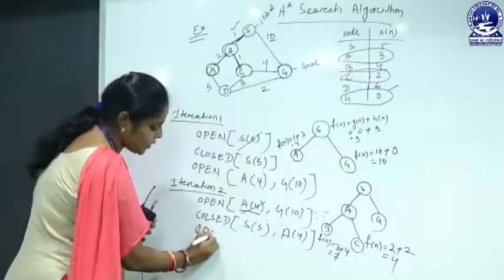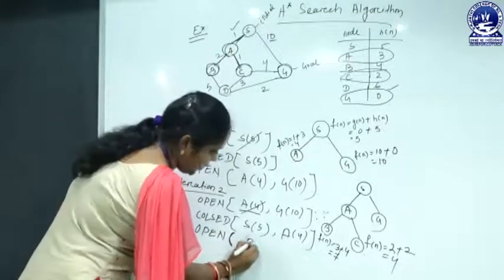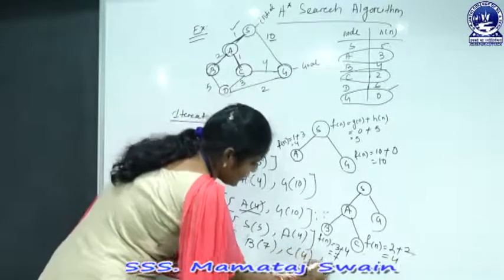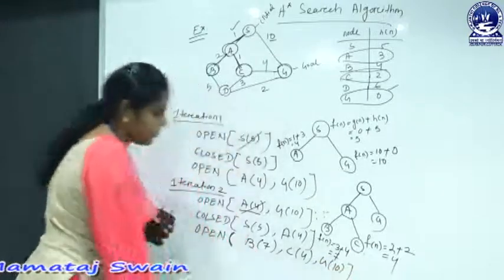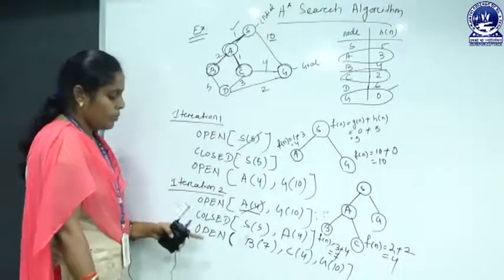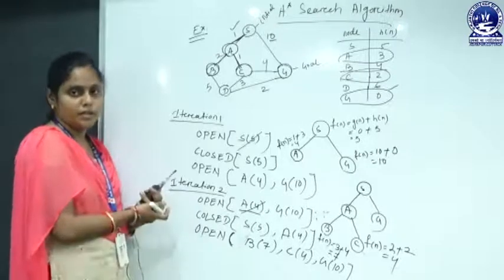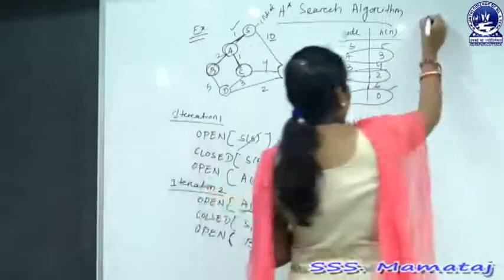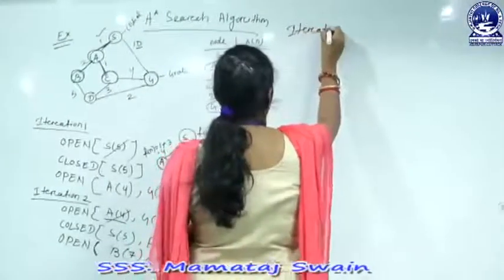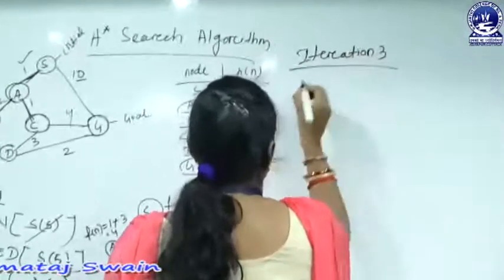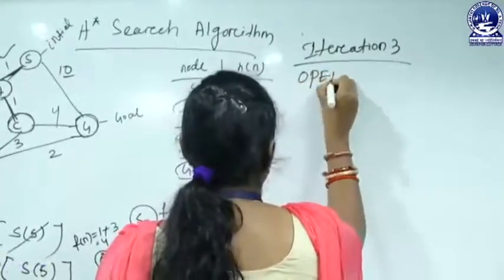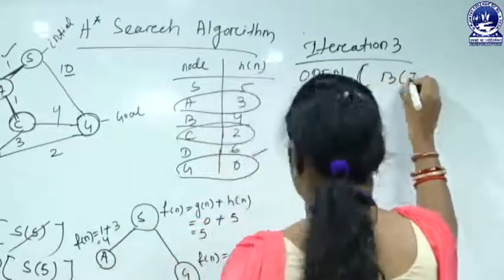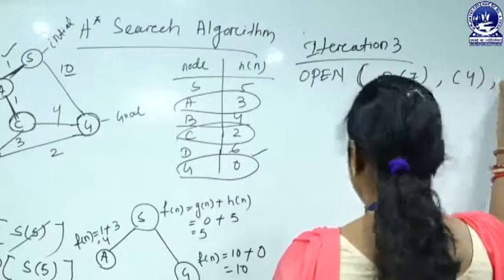Now our open list contains B7, C4, then G10. From here our loop starts. Then we go to the next iteration, that is iteration 3. In iteration 3 our open list contains the nodes B7, C4, then G10.